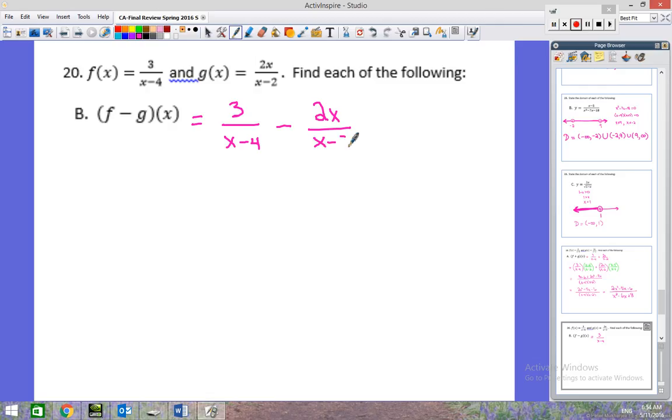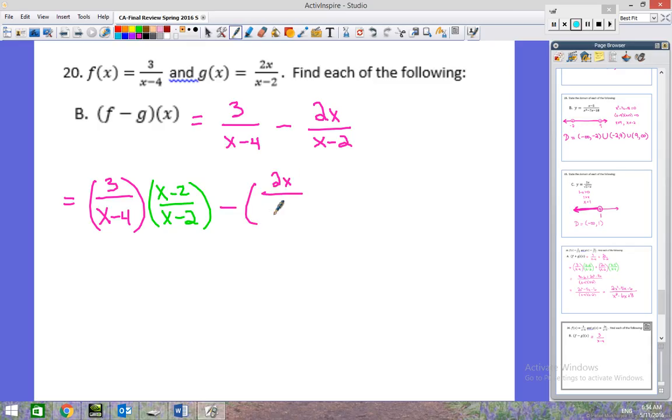So once again, if you're adding or subtracting fractions, you need a common denominator. Multiplication and division is pretty easy, but when you're adding and subtracting fractions, it's a little more complicated. So again, we're going to multiply this by the number 1. The denominator is missing this factor of x minus 2. And over here, this term's denominator is missing a factor of x minus 4.